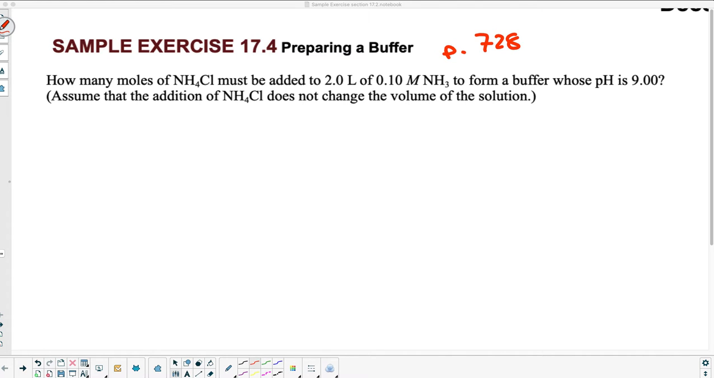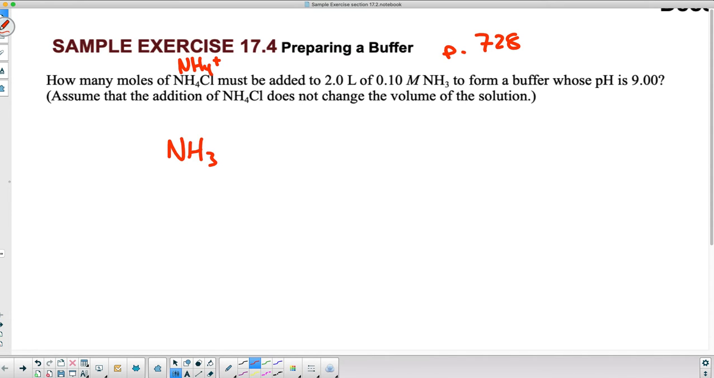So let's simplify this. First of all, anytime we're talking about NH4Cl, what we're talking about is NH4 with a plus. So how do we get the NH4 with a plus? If I take my NH3 plus water, what happens in an equilibrium is that I produce NH4 with a plus. Okay, so this is now like my working equation. This is the actual chemical equation. My working equation would look something like this.